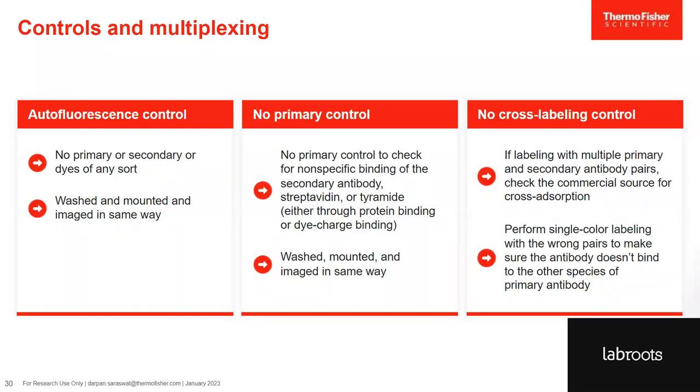The second control is the no primary control. This is to check non-specific binding of the secondary antibody, streptavidin, or tyramide. The sample should be washed, mounted, and imaged in the same way.